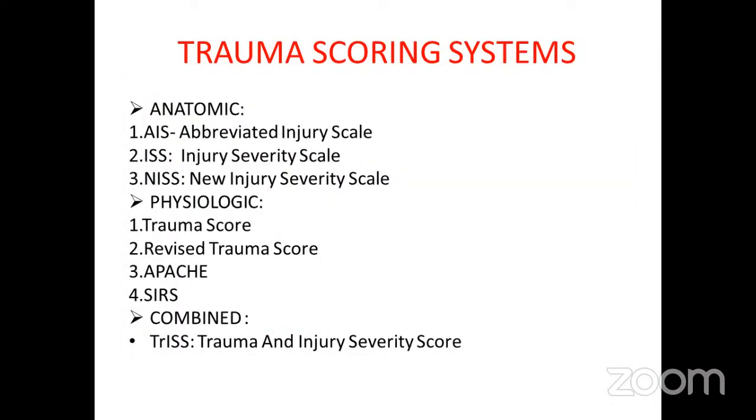Coming to the trauma scoring systems, do we really need to score our trauma? Yes, definitely, because depending upon the trauma scoring systems, we assess the severity of the injury and the modality of treatment as well. There are anatomic scoring systems, physiological scoring systems, and combined scoring systems. In anatomical scoring systems, we have the abbreviated injury scale, the injury severity scale, and the new injury severity scale. In physiological, we have the trauma score, the revised trauma score, and the APACHE. In the combined, we have the TRISS, that is the trauma and injury severity score.